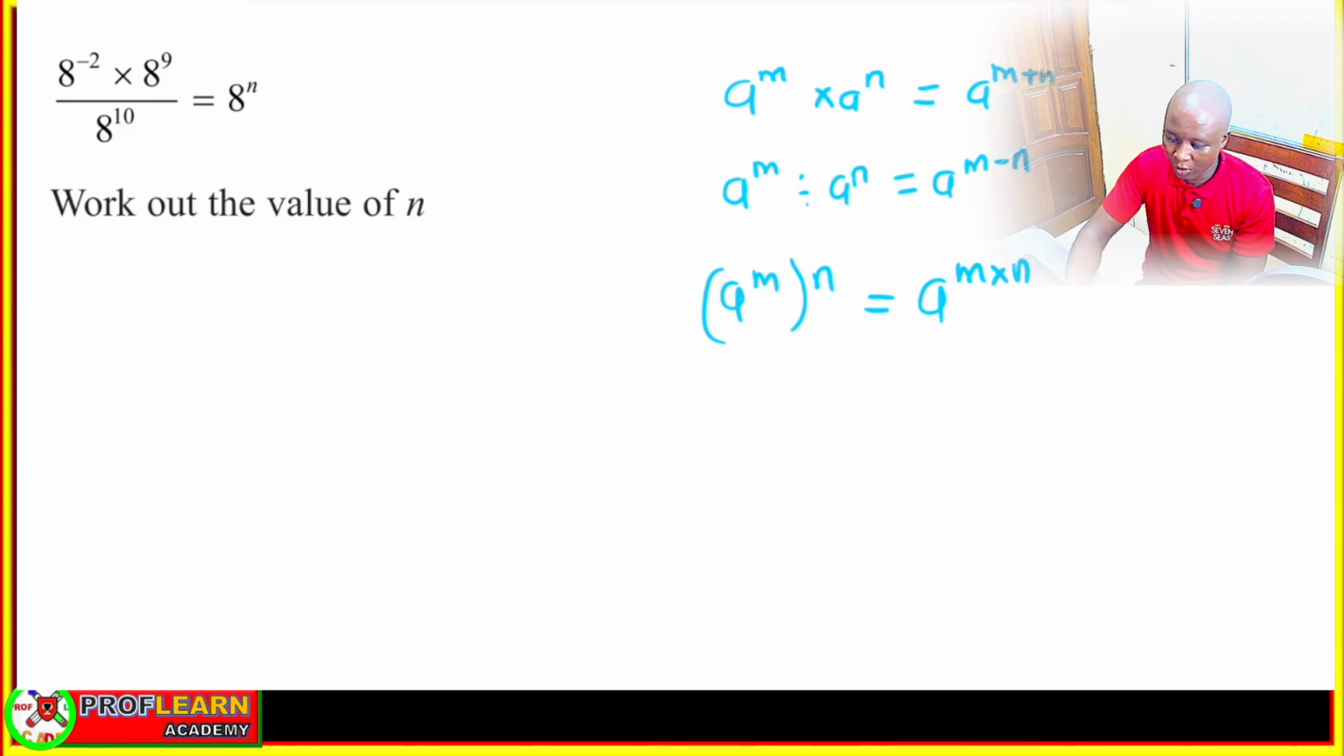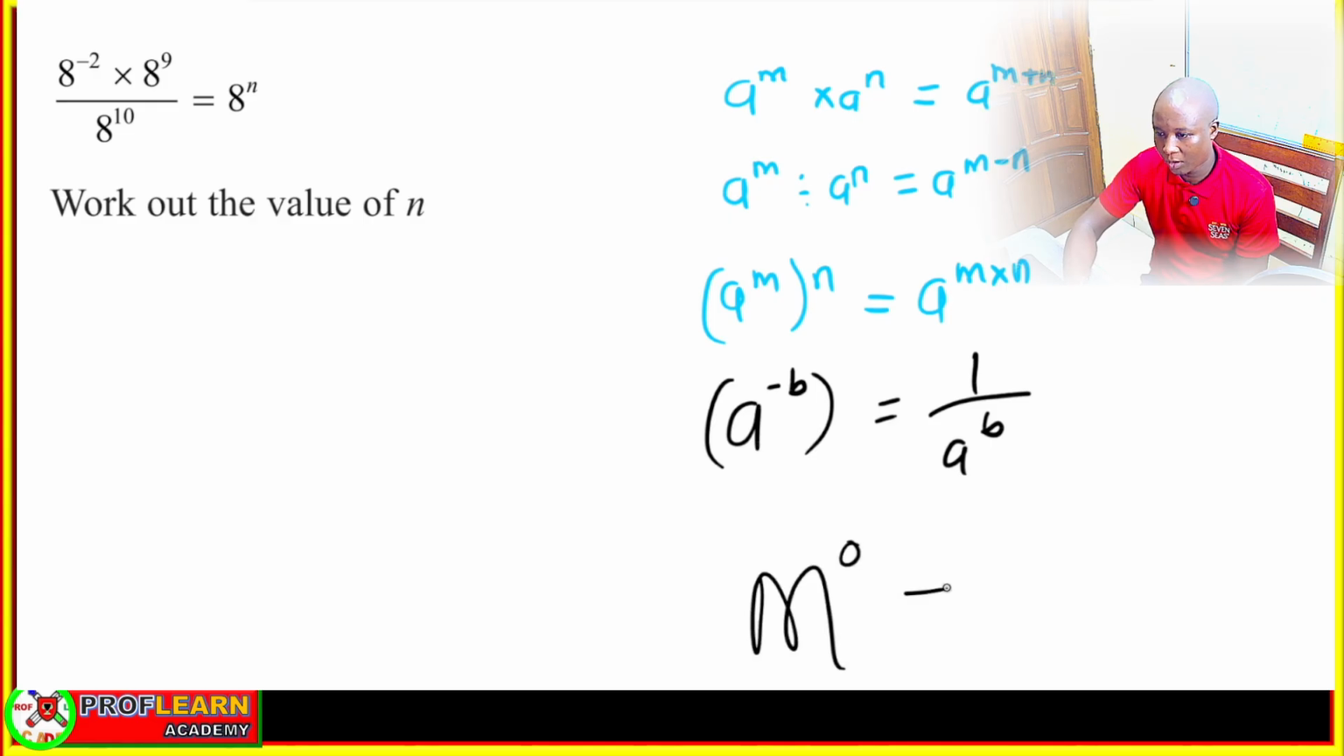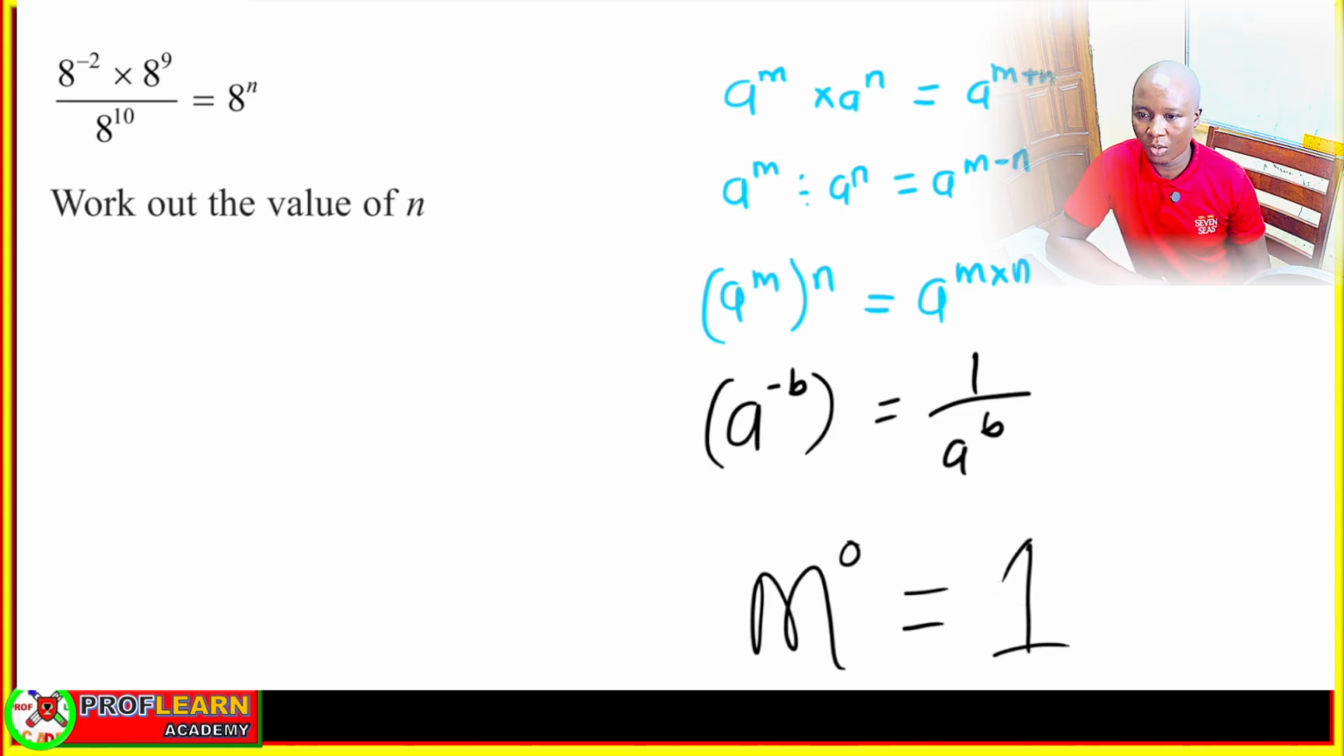And also now, don't forget, if you are having a negative power, for instance, a raised to power negative b, that means this can be written as 1 over a raised to power b. Those are the basic rules that you have to remember in this case. Another concept they like testing is if you are having a number raised to power 0, always remember that is actually 1.